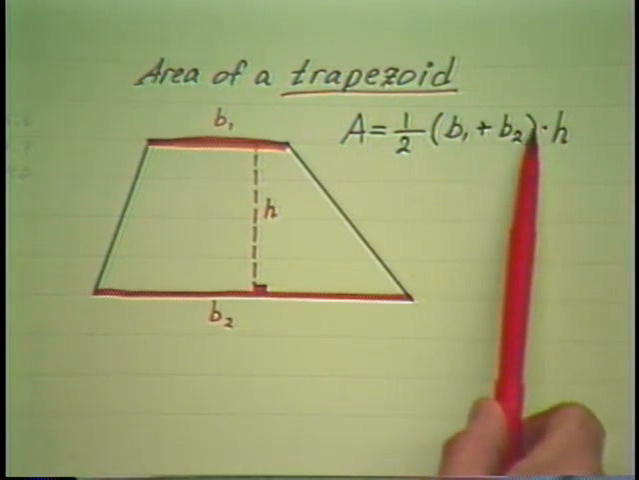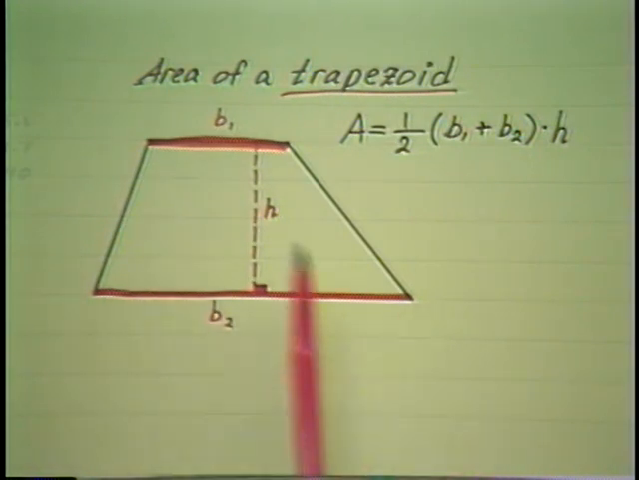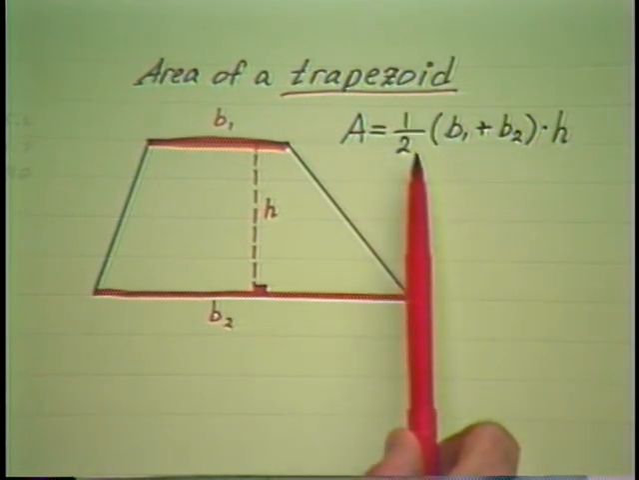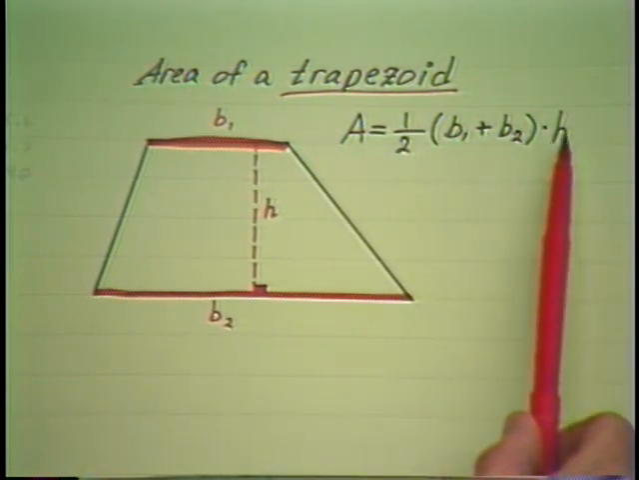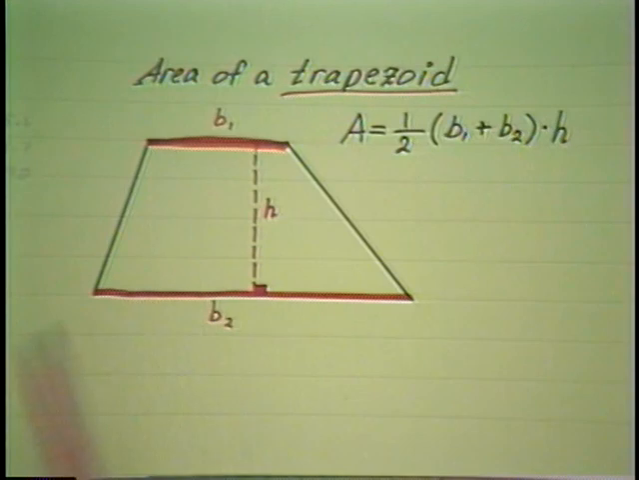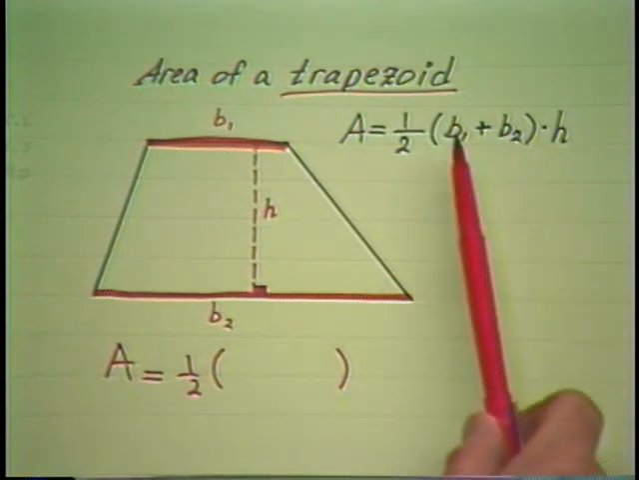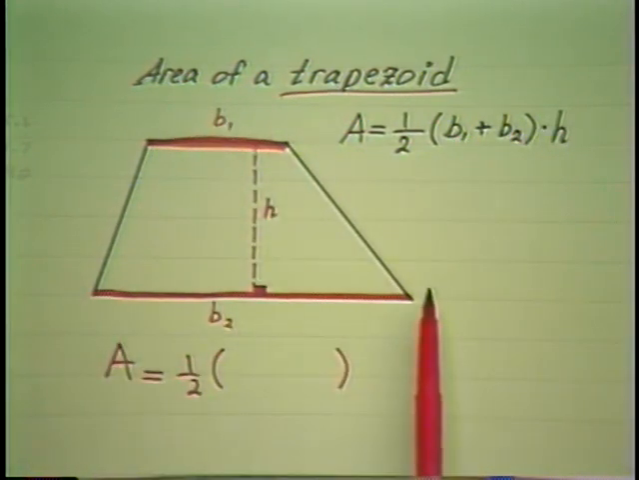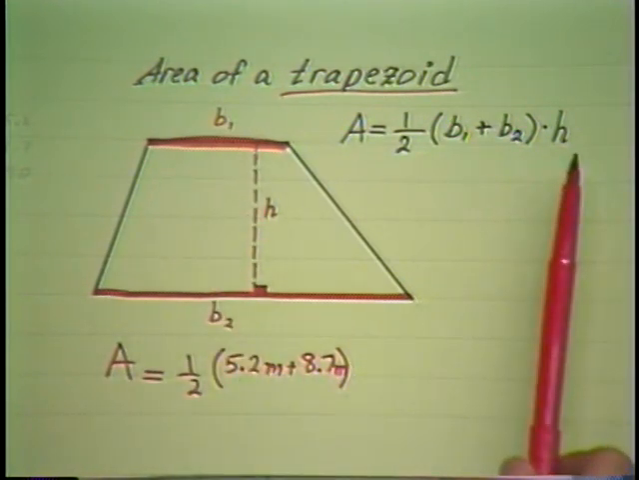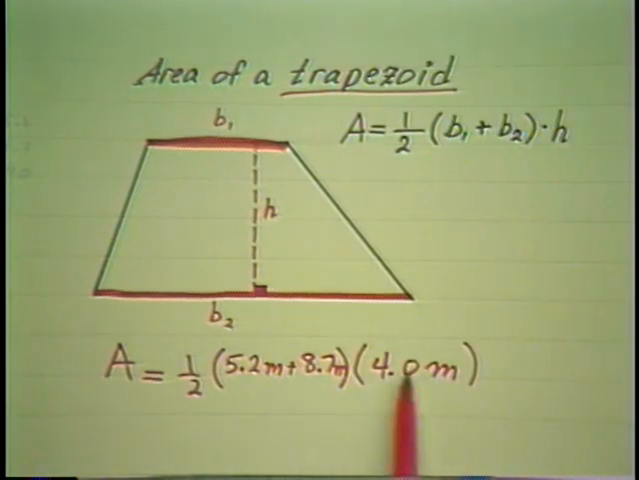So it says to add those two things. Well, those are the lengths of the two parallel sides. It says take that sum times 1/2, and then that product times h, and h is the height between the two parallel sides measured on a perpendicular. So to find this area, we have 1/2, and we must now measure those two base lengths, and if we do, we find that the upper one was 5.2 meters, the lower one was 8.7 meters. Now measuring the height, we find that it was 4.0 meters.